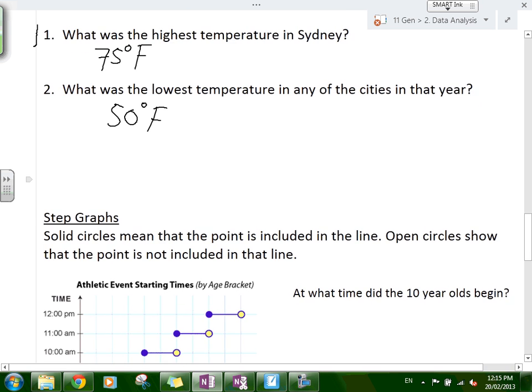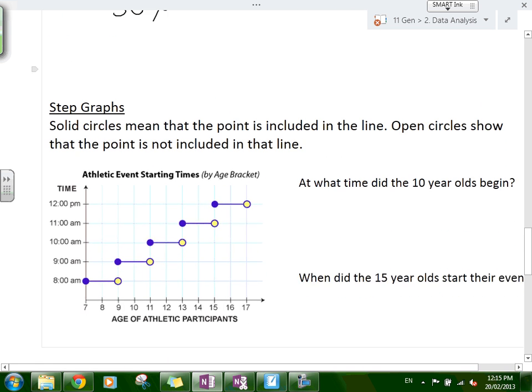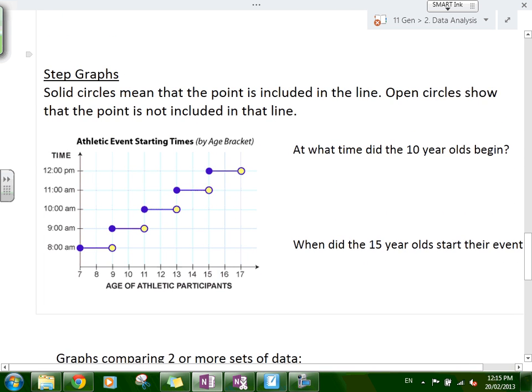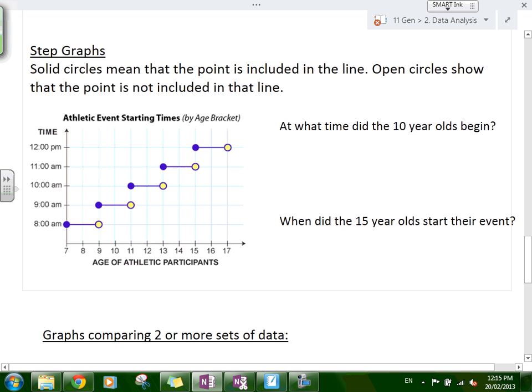Okay? Two more things we're going to talk about, and then we're going to do some work on the exercise. A step graph. Alright, so basically the point about a step graph is that it's a line graph that has breaks. So a line will go for a time and then there's a step up, and it goes along and then a step up. So this is a very simple example.